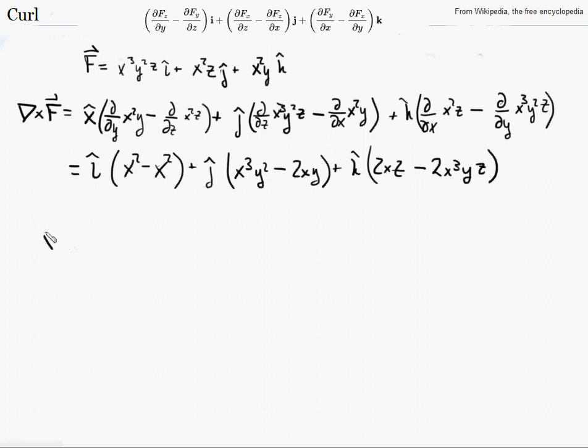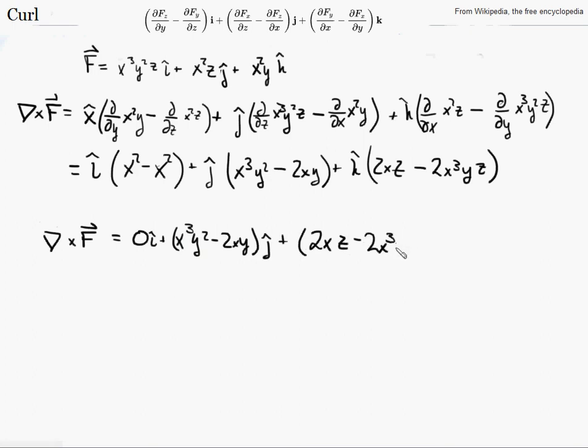Alright, so the cross product, or the curl of f, that should have a vector notation. I'm going to fix it real quick. Right, the curl of f is equal to 0 i hat plus, I can't simplify this any further, x cubed y squared minus 2xy j hat, and can't simplify this any further either, 2xz minus 2x cubed yz k hat.